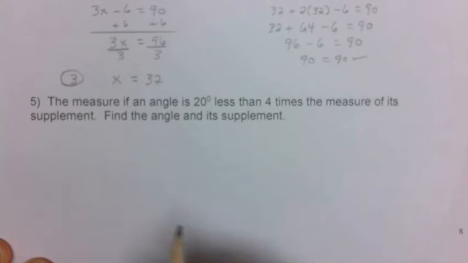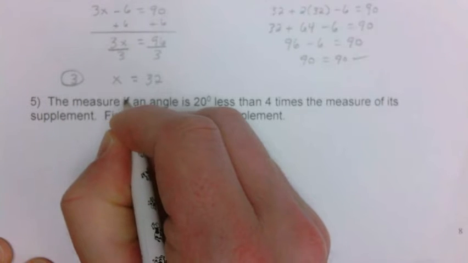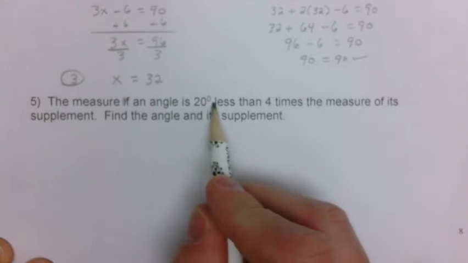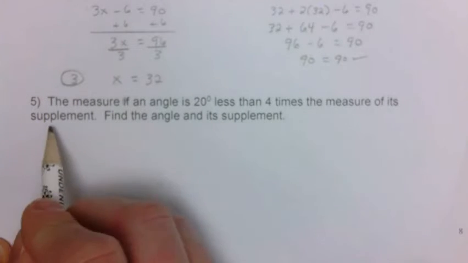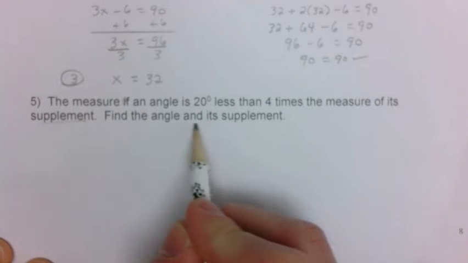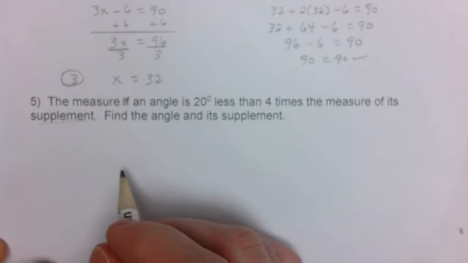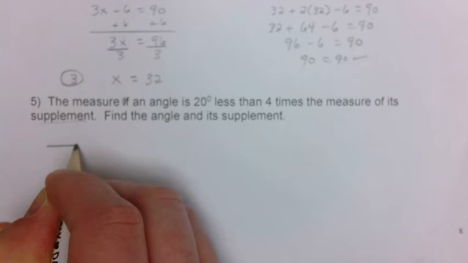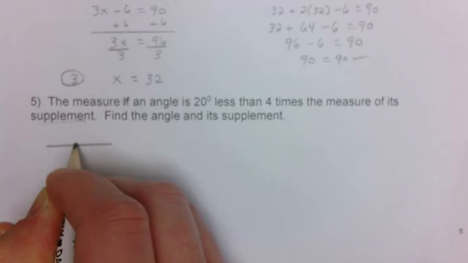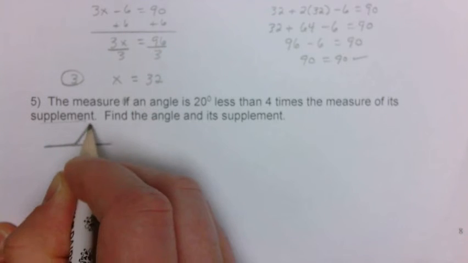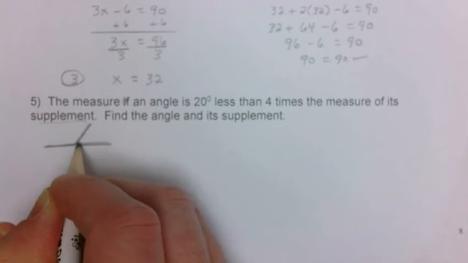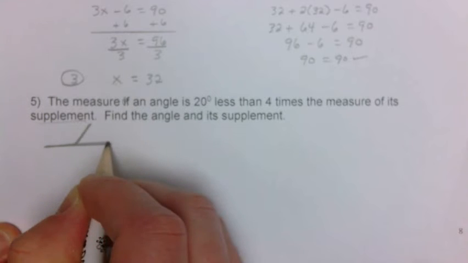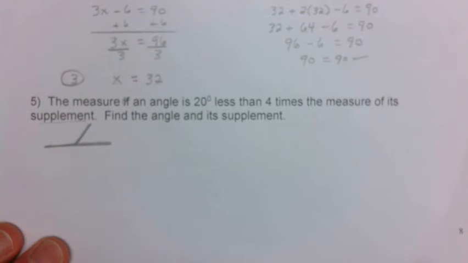In the next example, we're told that the measure of an angle is 20 degrees less than 4 times the measure of its supplement. Find the angle and its supplement. If we recall, supplementary angles are two angles that add up to 180 degrees. So they're going to form a straight angle. I'm going to have this angle here and this smaller angle here, and together they form this straight angle, which we know is 180 degrees.